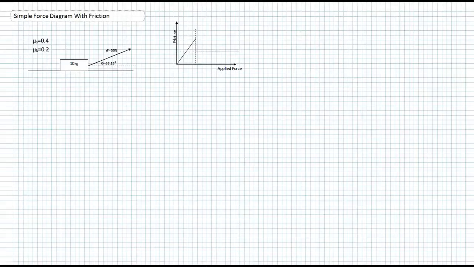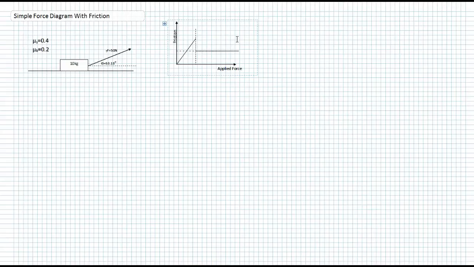Alright, in this video I'm going to demonstrate how to solve force problems involving coefficients of friction. Here I have a box that is being pulled by a rope with a force of 50 newtons at a 53.13 degree angle. That's not exactly a random angle, that's what makes up a 3, 4, 5 triangle.